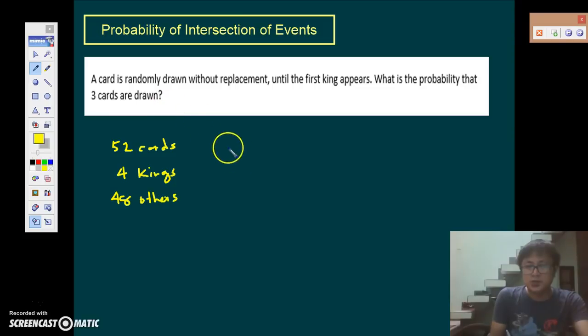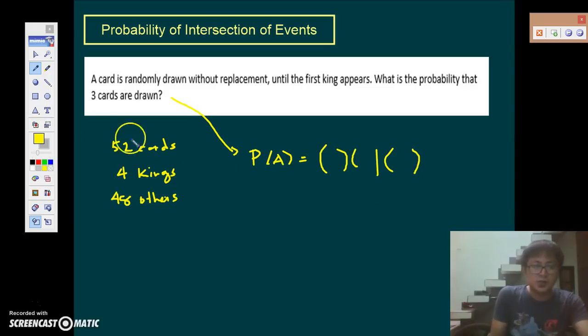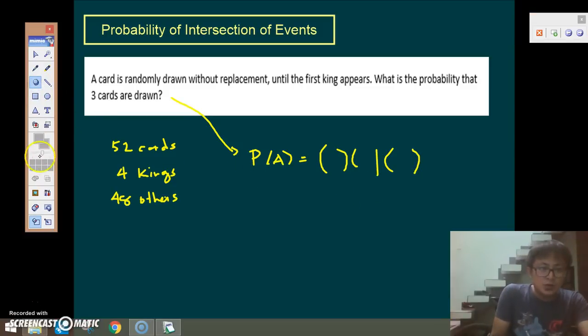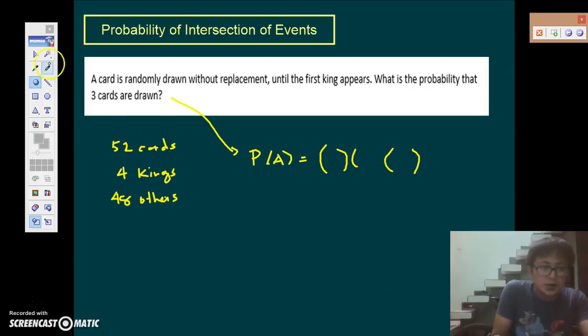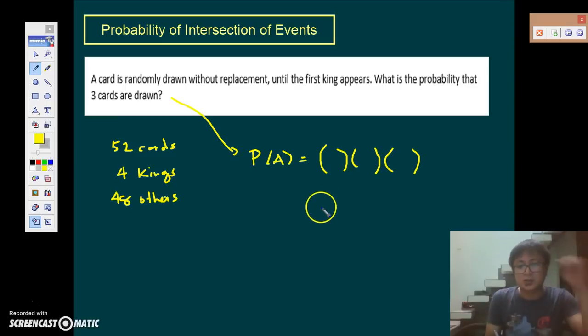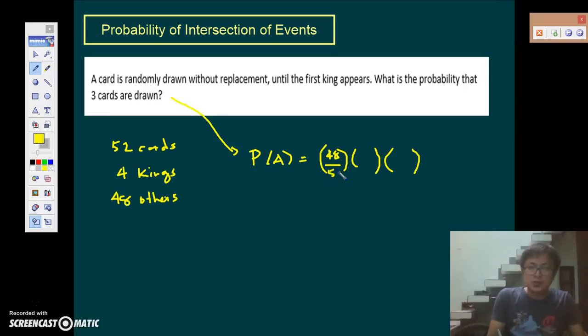So the probability we're asked here, let's just name it probability A, is simply a 3-step process. The first step is choosing a card that is not a king. So what's the probability of choosing a card that's not a king? It will be 48 over 52, of course.